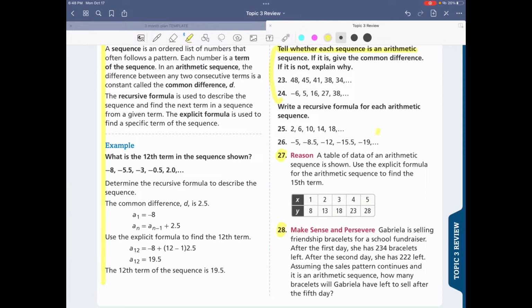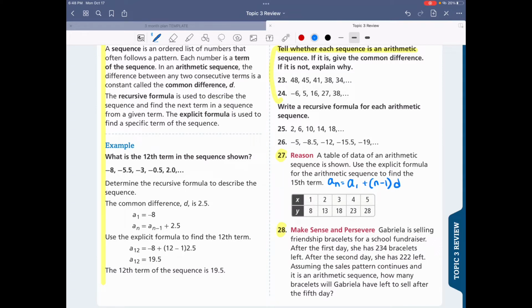A table of data of an arithmetic sequence is shown. Use the explicit formula for the arithmetic sequence to find the 15th term. So the formula for explicit is a sub n equals a sub 1 plus n minus 1 times the difference.